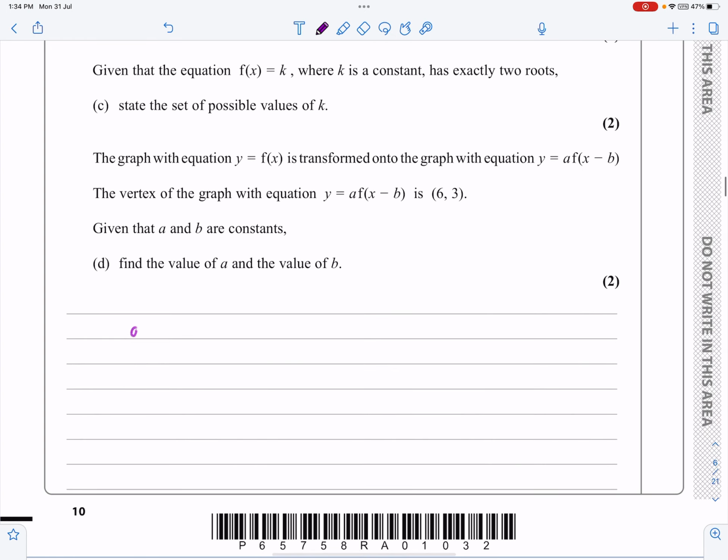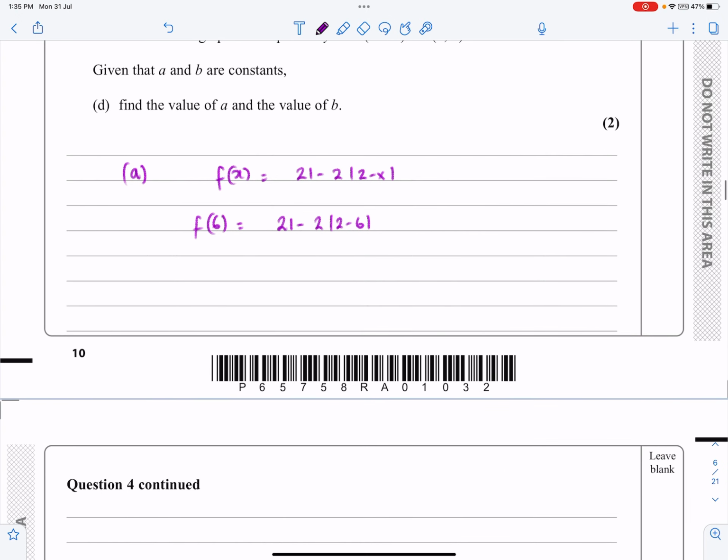Part A says find ff(6). My function is given by f(x) equals 21 minus 2 modulus of 2 minus x. So what does ff(6) mean? ff(6) means find f(6) first, get a value for that, and then do f of that value for my second bit. But obviously, first of all, what we need to do is to work out f(6).